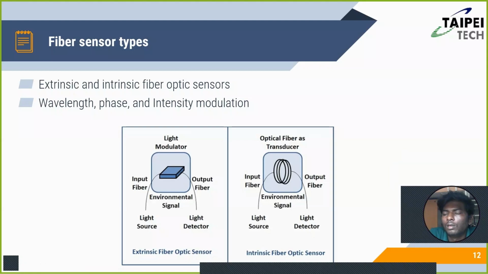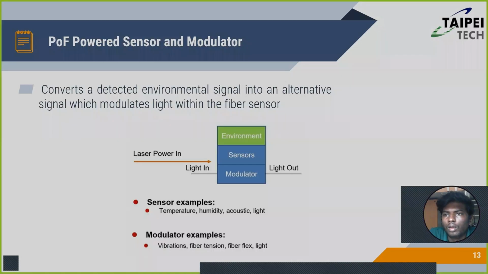Extrinsic sensor, where light exits the fiber. Intrinsic sensor, where interaction happens within the fiber. They can operate using wavelength, phase, or intensity modulation, making them highly adaptable. POF powered sensor and modulator.